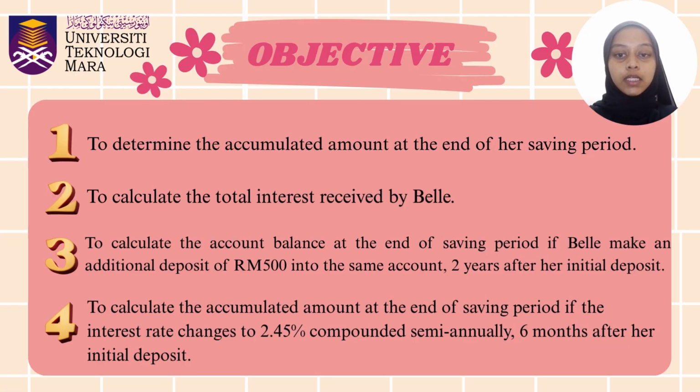Objective, Case Study 1. First, to determine the accumulated amount at the end of the saving period. Second, to calculate the total interest received by Bell. Third, to calculate the account balance at the end of the saving period if Bell makes an additional deposit of RM500 into the same account 2 years after her initial deposit. Fourth, to calculate the accumulated amount at the end of the saving period if the interest rate changed to 2.45% compounded semi-annually 6 months after her initial deposit.